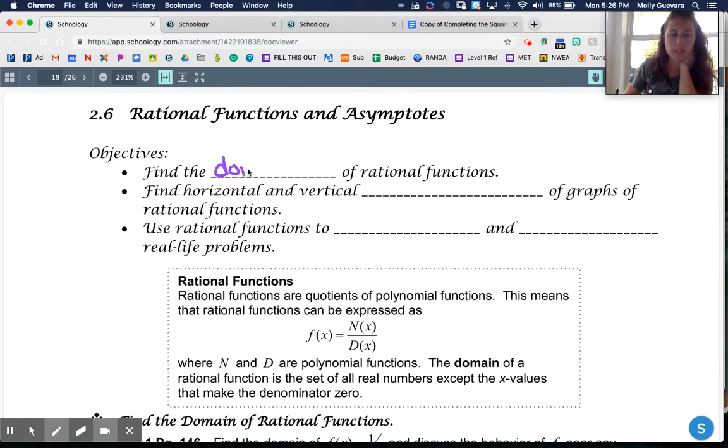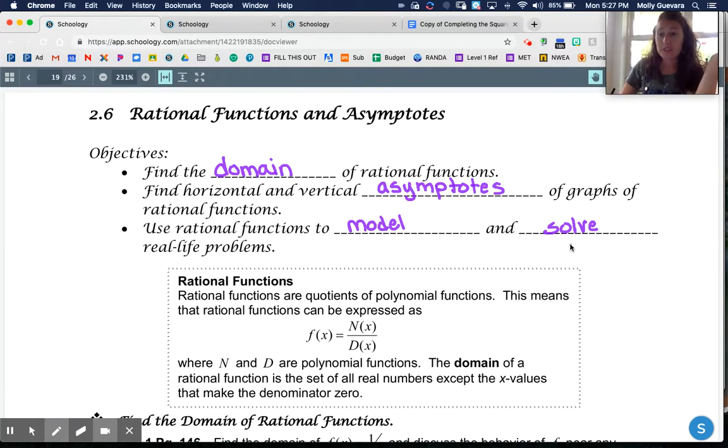The first one is we're going to look at how to find the domain of rational functions. And we already know how to do that, so that should go pretty quick for us today. Then we're going to start looking at how to find the horizontal and vertical asymptotes of a graph. And those are going to come into play pretty heavily in this section and the next section. And then we're going to use rational functions to model and solve real life problems. What we mean is write an equation, that's the model part, and then solve the equation.